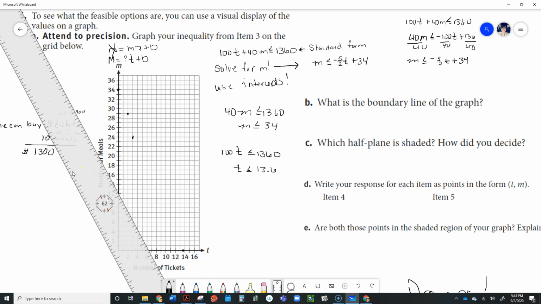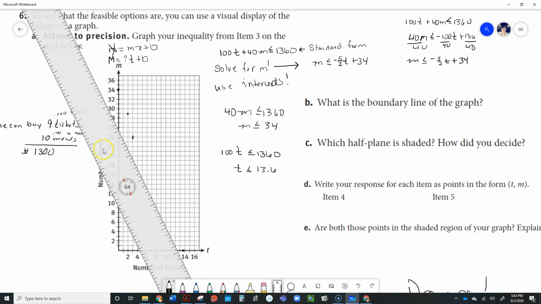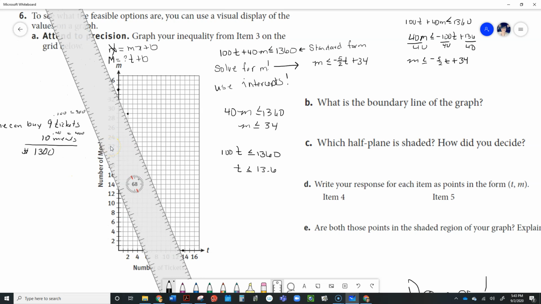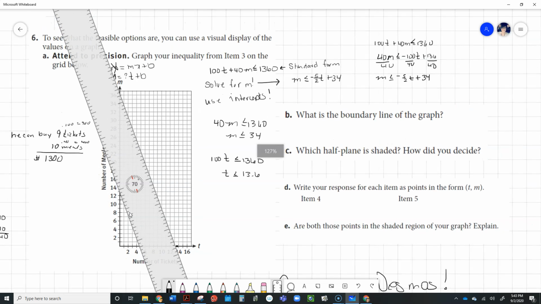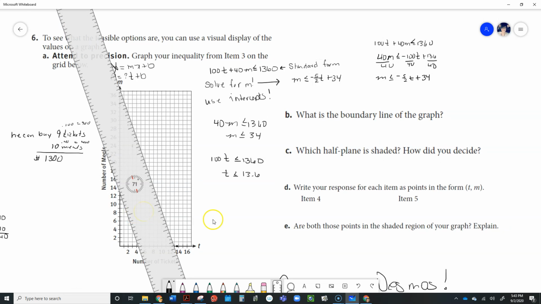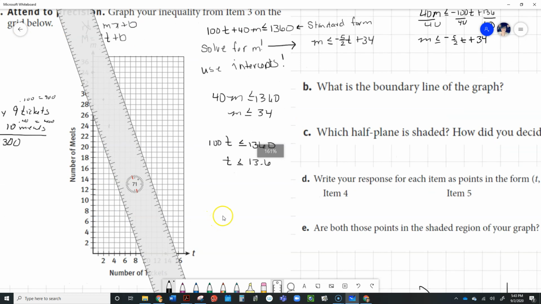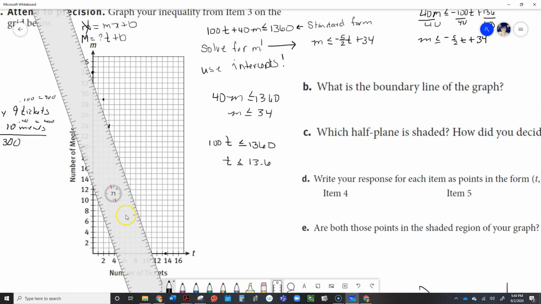I have enough points now. I can graph my line. I can get my ruler to line up. Divide it by 100. Yeah, it should be 13.6. Maybe my ruler. Oh no. I moved everything. Okay, so let me try again.